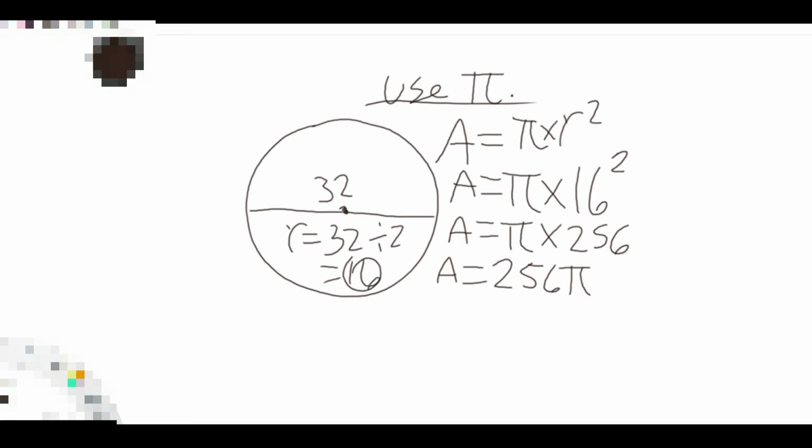Oh yeah, it'll be centimeters. Sorry, I didn't include that. Sometimes problems don't include units, but in those cases, you just use units squared. But I added centimeters, so it'll be 256 pi centimeters squared. This is the answer.